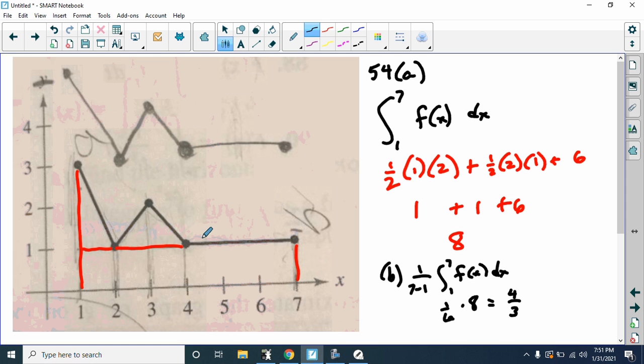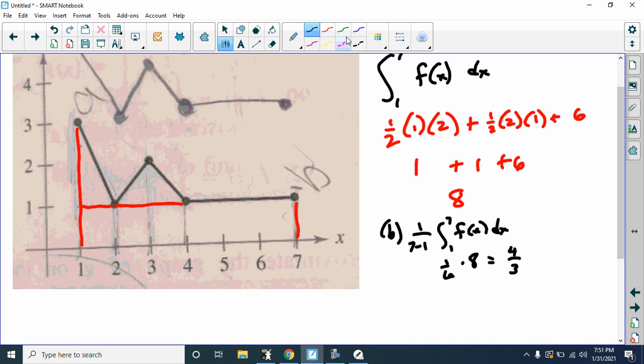It makes sense that 1 1/3 would be the average y value. There's more y values down at 1, but it goes above 1, so the average can't be 1. It needs to be a little more than 1. 1 1/3 makes sense.